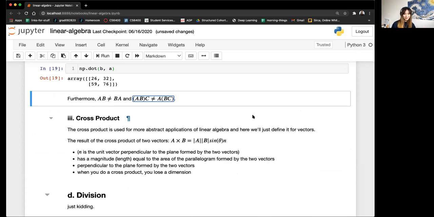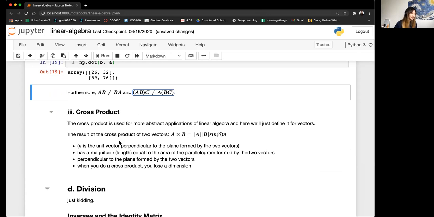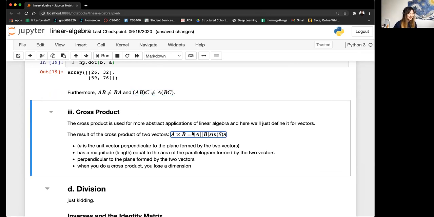The next type of multiplication is called the cross product, which is not important for our purposes at all. Just good to know. I think there's a little snippet of it in the curriculum somewhere. But here we'll just define it for vectors. So the cross product of two vectors is this.